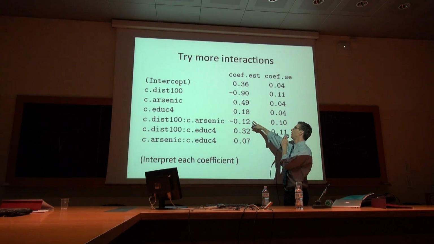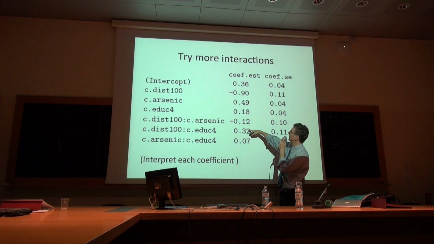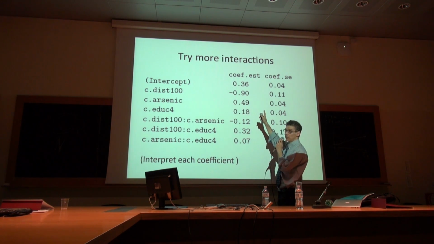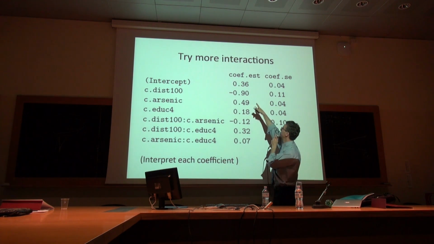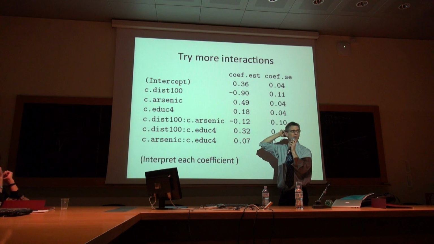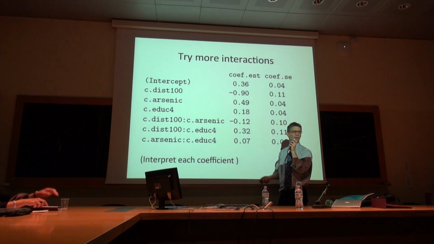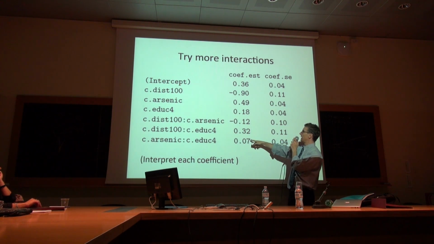We've already interpreted this one, so let's look at distance times education. The way to interpret this is that the effect of distance is negative, right? The further you are, the less likely you are to switch. But now, when you're more educated, you add a big 0.32. Adding 0.32 makes the minus 0.9 less negative. So what it says is that if you have more education, distance is less of a factor in deciding whether to switch. And if you have more education, arsenic is a larger factor.